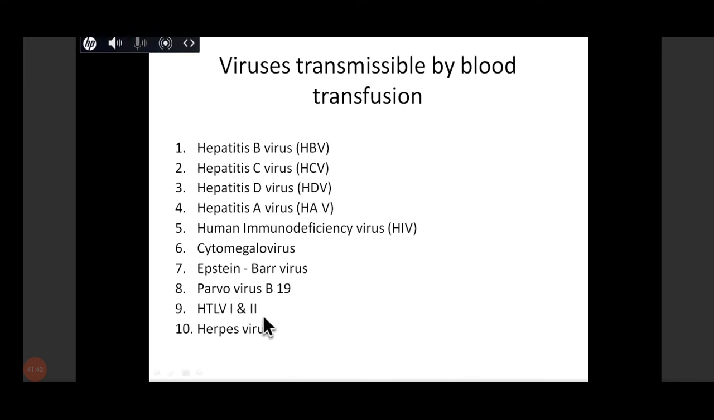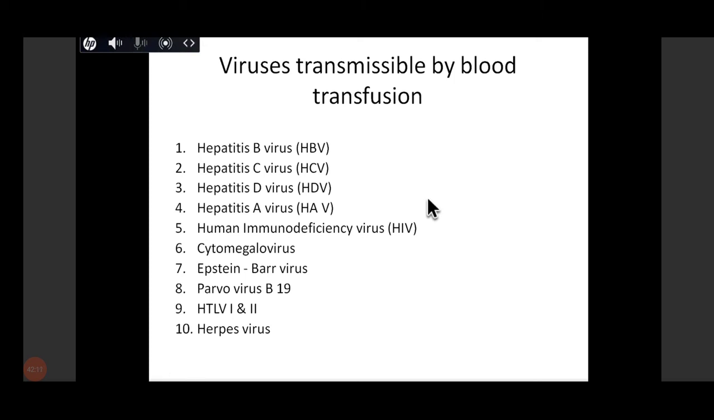So initially we have a list of all the infections which can be transmitted. These are the viruses: hepatitis B, hepatitis C, hepatitis D, A, HIV, and CMV because of the WBC. These are the list of the viruses which can be transmitted by it. Initially, around the 1980s, hepatitis B, C, and HIV were not usually screened. After this, it was all screened.